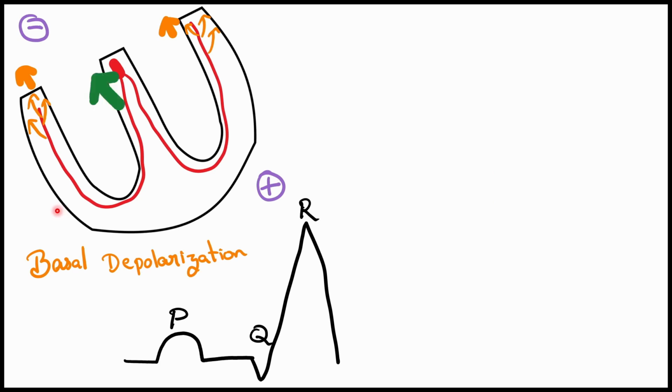Again the positive charge moves towards the negative leads. So the negative deflection of the galvanometer occurs. That's why we see S wave.